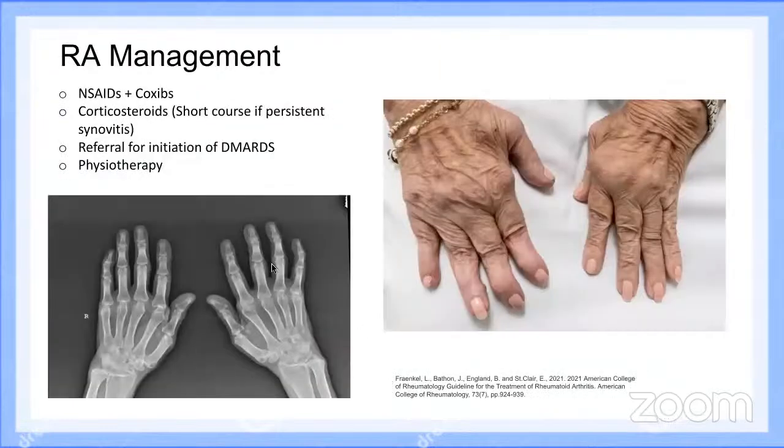In terms of management, it's important to manage pain acutely with non-steroidals and coxibs if available. Short-term steroids can be used if there's a persistent synovitis, preferably the lowest possible dose for the shortest duration, keeping in mind the adverse effects of steroids, and then referral for initiation of disease-modifying agents based on disease activity, which the rheumatologist will do. And then in a primary setting, it's also important to keep them involved in physiotherapy for their management.